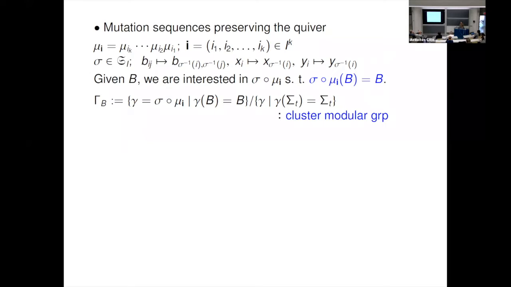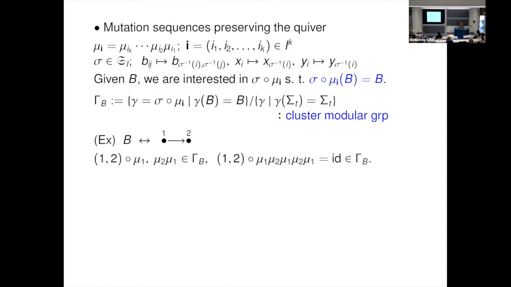Actually, such elements constitute a group called the cluster modular group. For a given exchange matrix B, this group is defined in this way. This is the set of sequences of mutations which preserve B, modulo the trivial element. Trivial means it doesn't change the seed itself. So let's see an example. In the previous example, these elements are non-trivial elements in the cluster modular group, and this is a trivial element in the group.